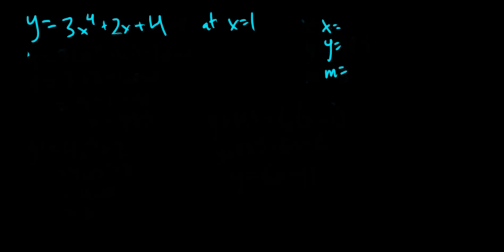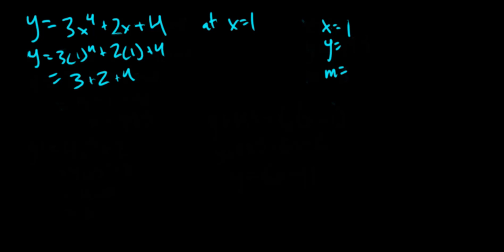Now we're given x, so we know that x is equal to 1. And we can solve for y by just plugging 1 into the equation that we're given, right? So we'll do y is equal to 3 times 1 to the fourth plus 2 times 1 plus 4. Now we can further simplify this to y is equal to 3 plus 2 plus 4. And that's just going to be equal to 9. 3 plus 2 is 5, plus 4 is 9. So now we have y equals 9, and we need to find m.